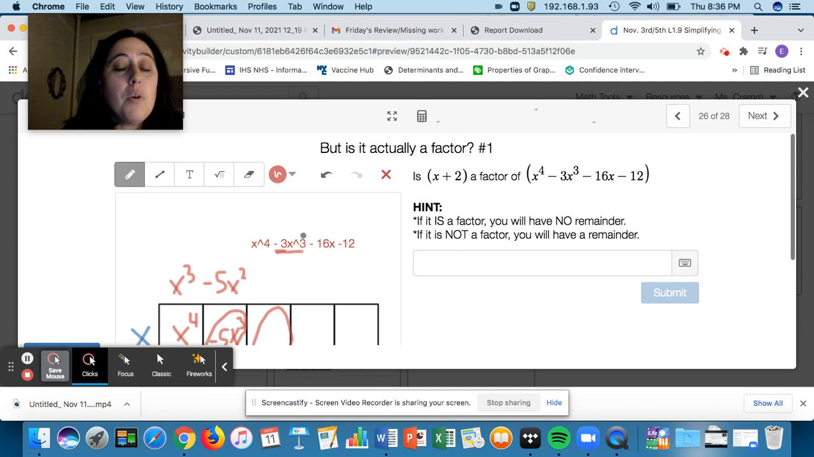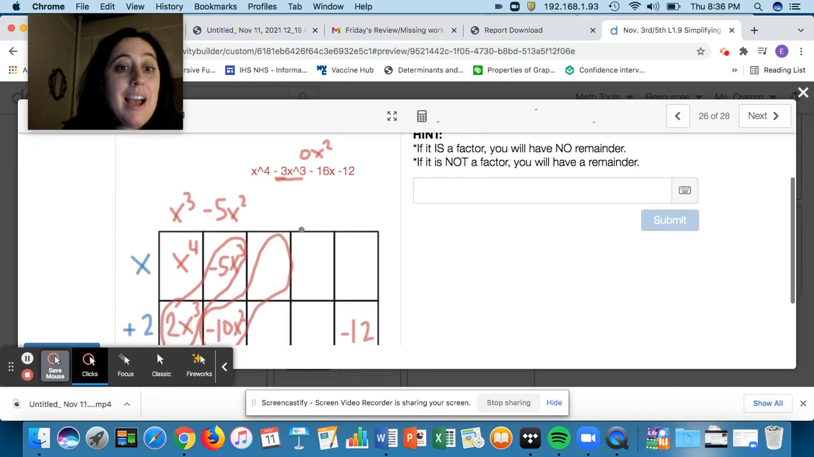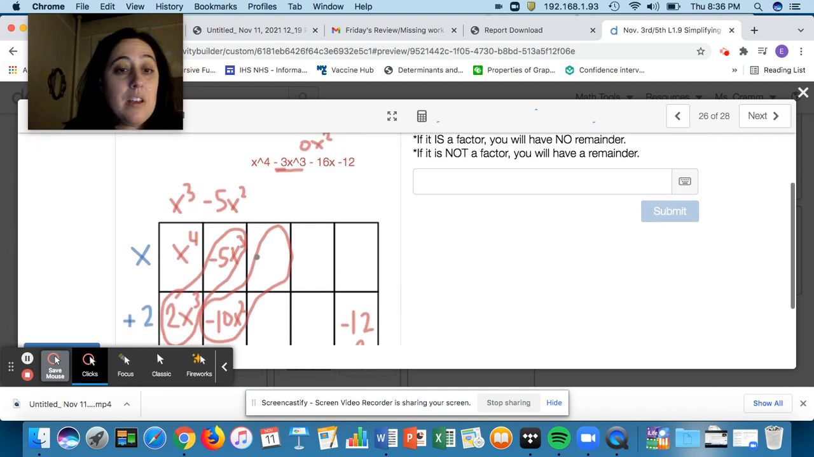If you don't see an x squared term, you could put a placeholder 0x squared. That means I don't see any x squared, so I want 0 of them. I basically want to cancel this out. I've got negative 10x squared, so I need a positive 10x squared to cancel it out. So I have x times a positive 10, making sure I'm doing that right. 10 times x gives me 10x.